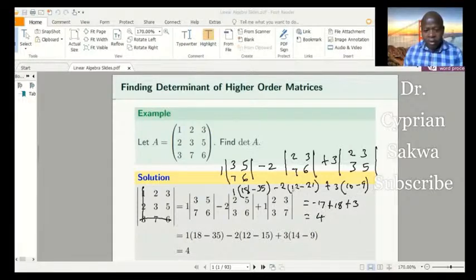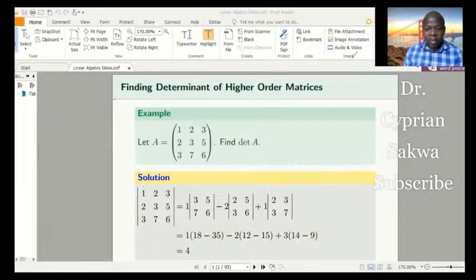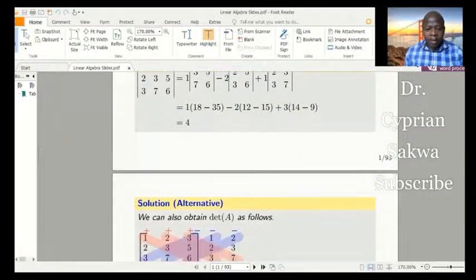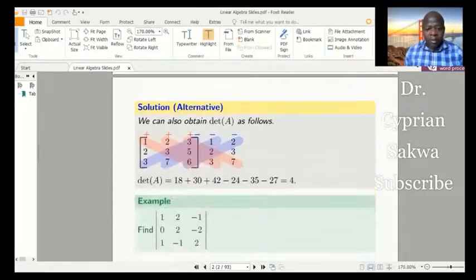So you can see, we have found it again along the first column. You can even do it along the second column, and you'll still get the same result. Now, there's another way for a 3 by 3 matrix, another easier way of finding the determinant of a 3 by 3 matrix. And this is the alternative way that I've shown.